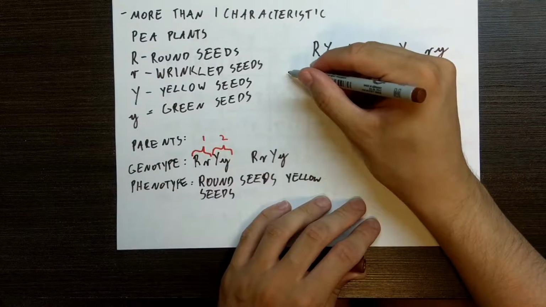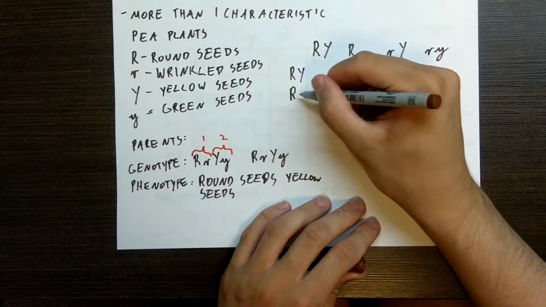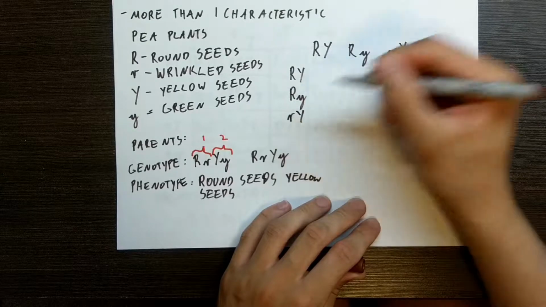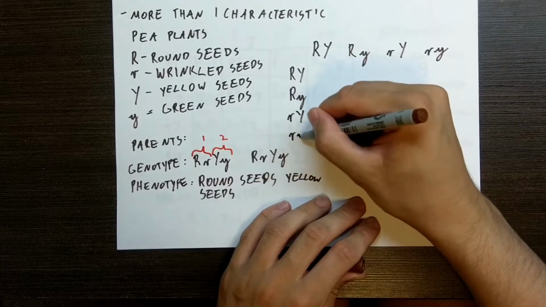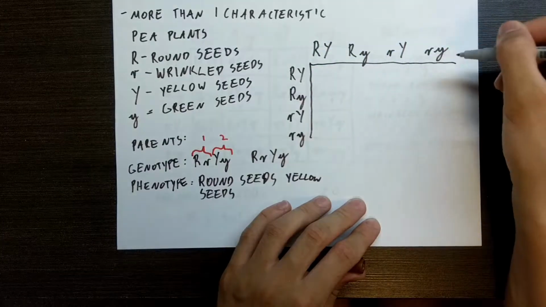And same for the other parent. Round yellow, round green, wrinkled yellow, wrinkled green. So let's use that to construct a massive Punnett square.